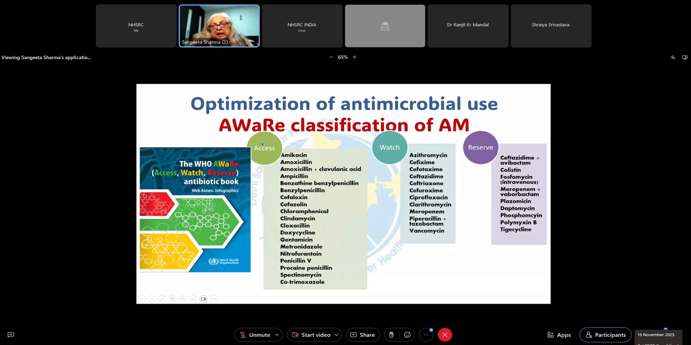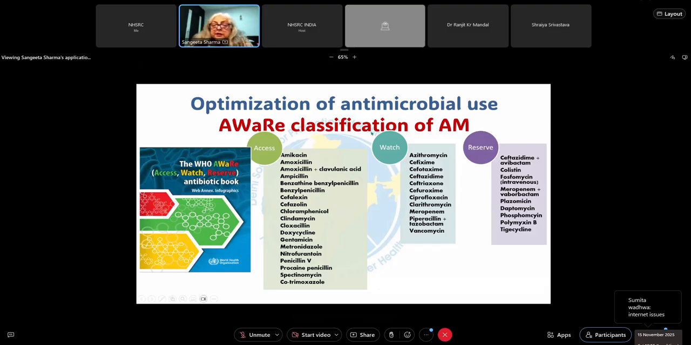So access means that. Reserve, as the name suggests, is a kind of last resort antibiotic. If you have nothing else available, or if the patient is not responding, these are the antibiotics that can help you as a last resort. So of course we need to protect these reserve antibiotics. If we misuse these for non-serious infections, we will be losing out on these precious reserve antibiotics, and we will have nothing for the treatment of the patient.